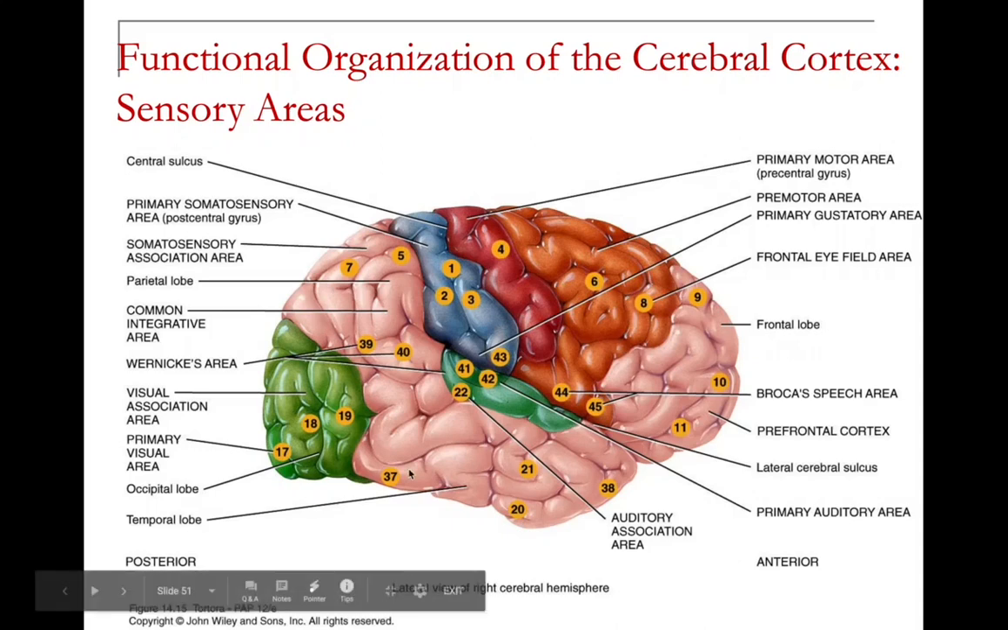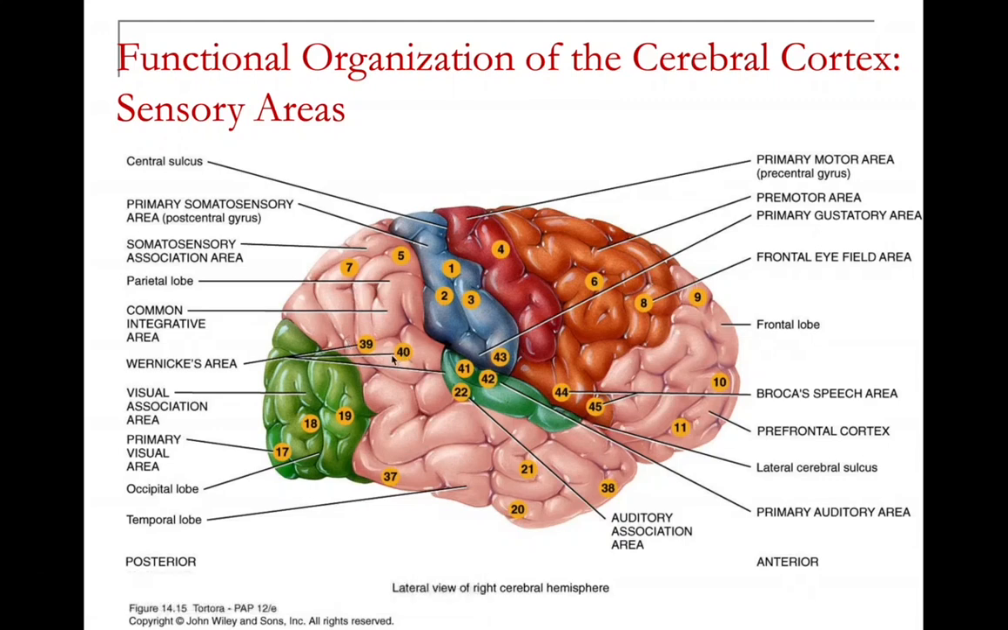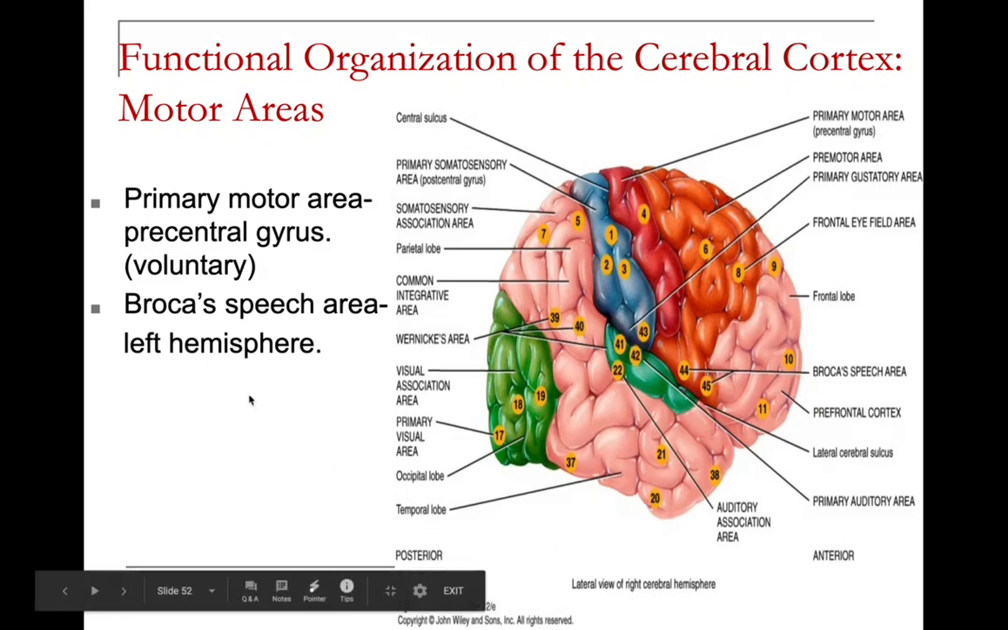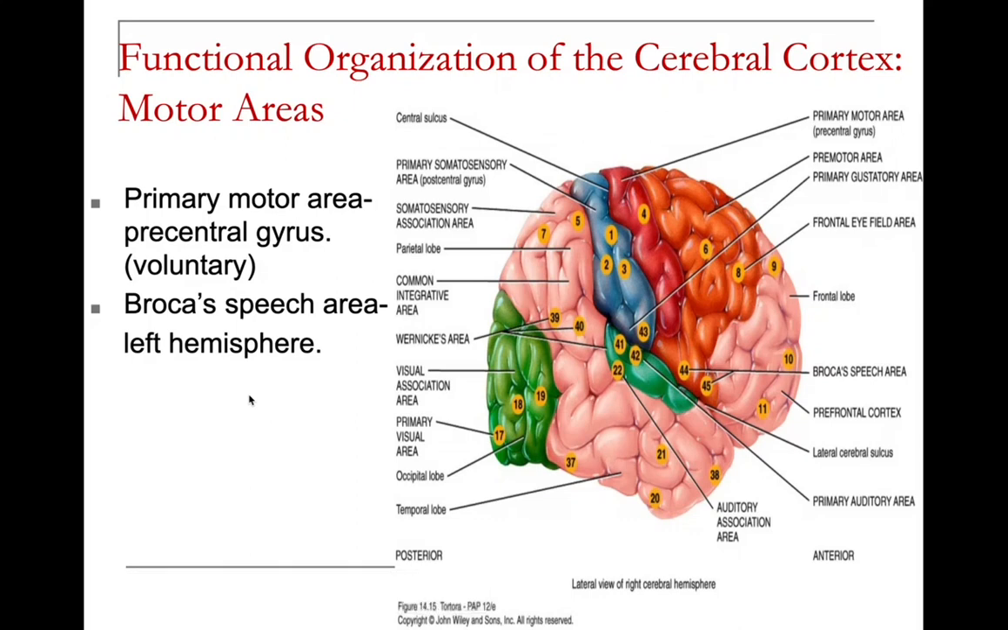So here you can see that you have association areas with things. You can have Wernicke's area that's involved with speech, Broca's area that's involved with speech. So we have the primary motor area. This is going to be in the precentral gyrus. That's going to control motor functions that are under voluntary control. Broca's area is involved with speech production.